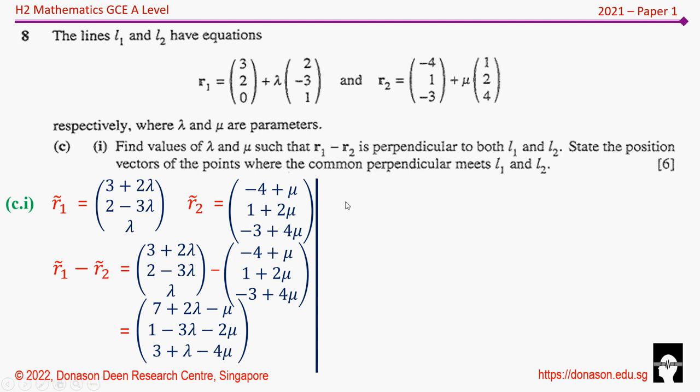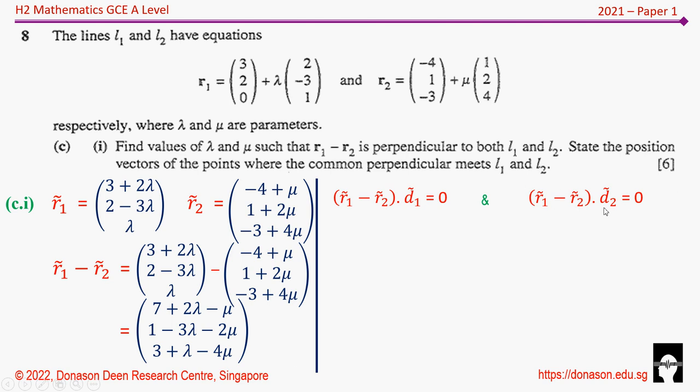Now what we need to do, such that R1 minus R2 is perpendicular to each of these lines, right? To both L1 and L2. So if it is perpendicular to the line L1, if we take the R1 minus R2 and we perform the dot product with the direction vector of the line 1, which I call D1, since they are supposed to be perpendicular, the dot product should be equal to 0. So let's do R1 minus R2 dot D1 equal to 0.